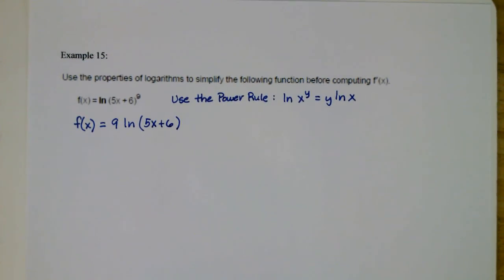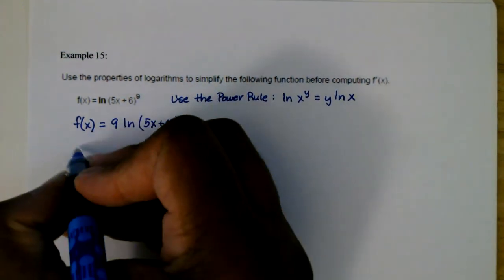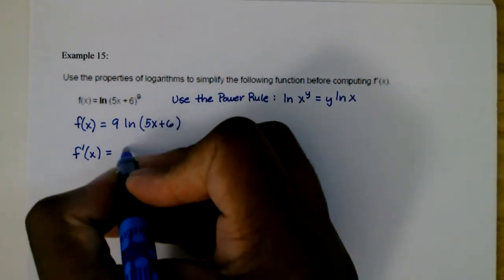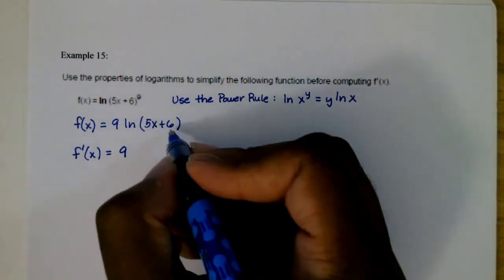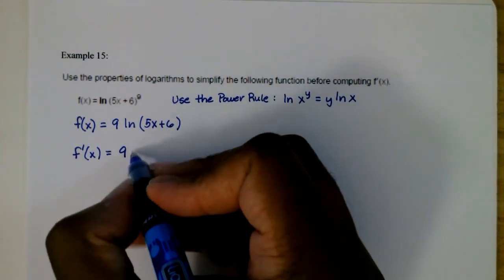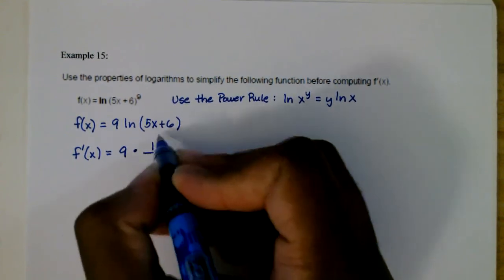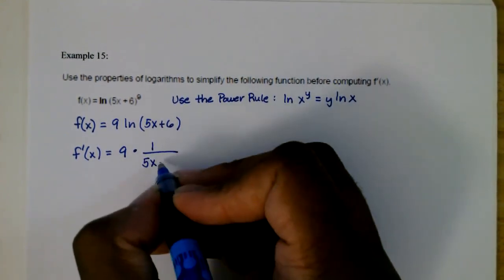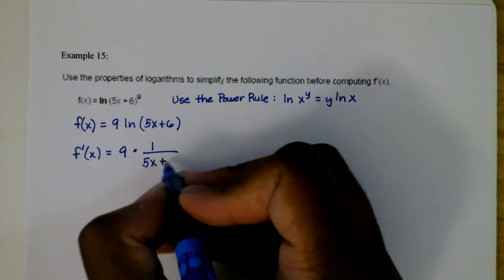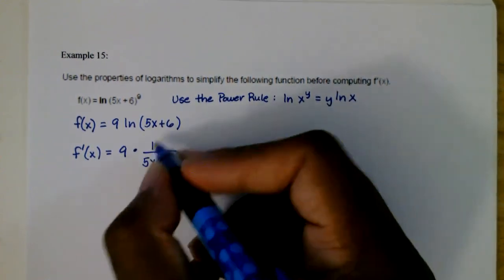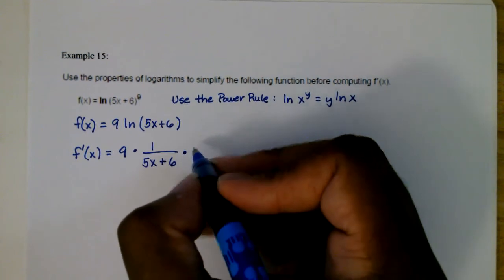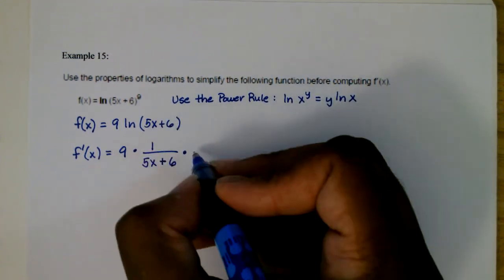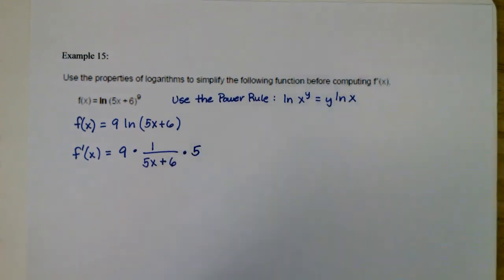And then we'll take its derivative here. So f prime of x would be this. I bring the constant in front, take the derivative of ln of 5x plus 6. That's going to be 1 over the 5x plus 6, because ln of whatever will be 1 over whatever, times the derivative of 5x plus 6. That's the inside derivative. I have to use the chain rule. The derivative of 5x plus 6 will be 5.